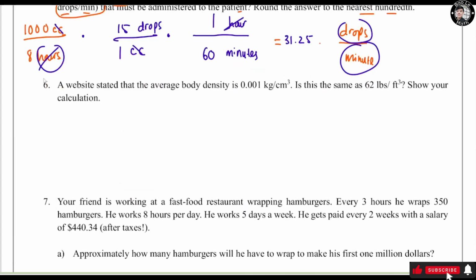Now let's move on to question 6. A website stated that the average body density is 0.001 kilogram per cubic centimeter. It is the same as 62 pounds per cubic feet. Alright, so we have 0.001 kilogram over 1 cubic centimeter. Now our goal is pounds per cubic feet, right?